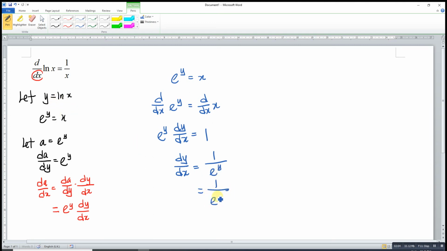So we have e to the power of ln x. The e and ln cancel each other because both of them are inverses of each other. So we are left with only 1 over x.